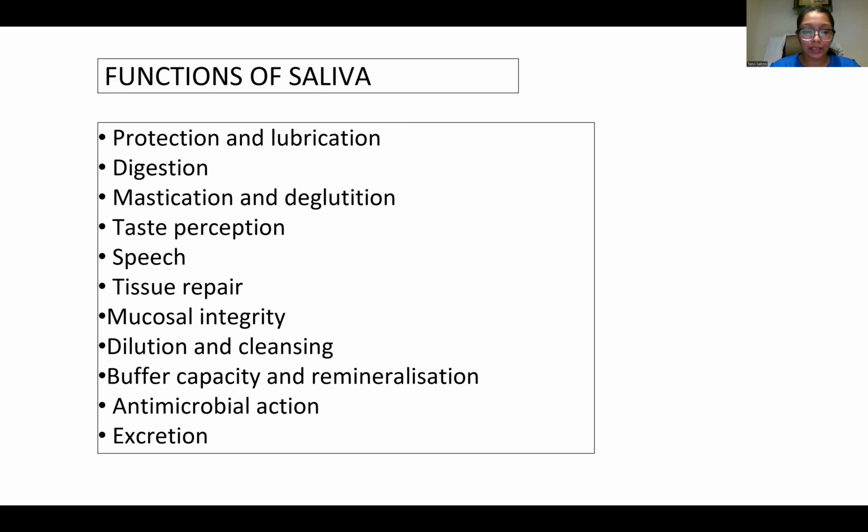Speech is done through water and mucin. Next, tissue repair. Mucosal integrity is done by mucin and electrolytes. Dilution and cleansing through water, buffer capacity and remineralization with bicarbonates and phosphates, antimicrobial action with the help of lysozymes, lactoferrins, IgA, IgM, and excretion through water.